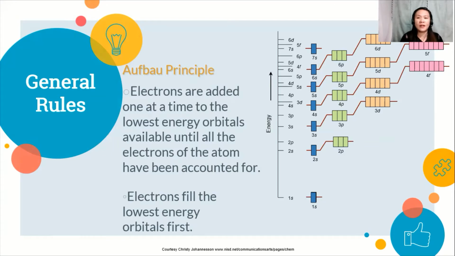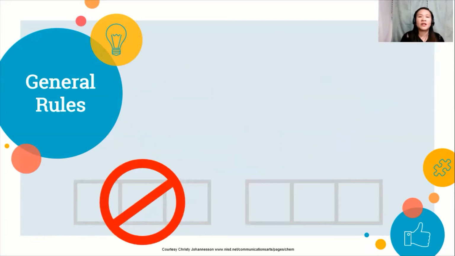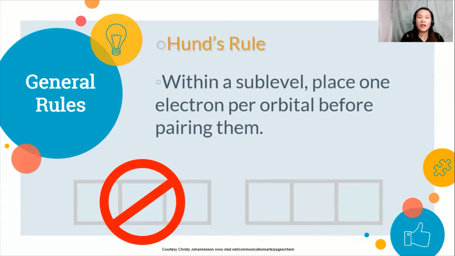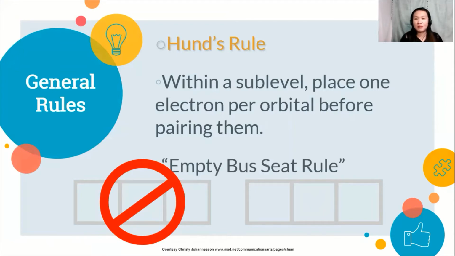So again, electrons should fill the lowest energy orbitals first. The last rule that we need to remember is Hund's rule. Hund's rule says that within a sublevel, you have to place one electron per orbital before you pair them. In order for us to remember this, just remember the empty bus seat.